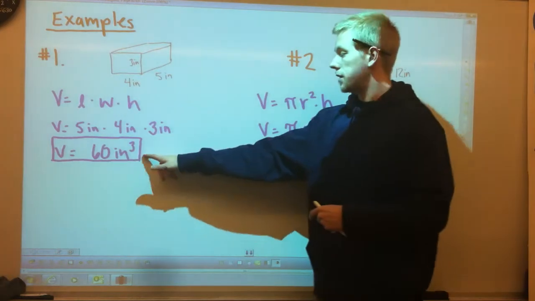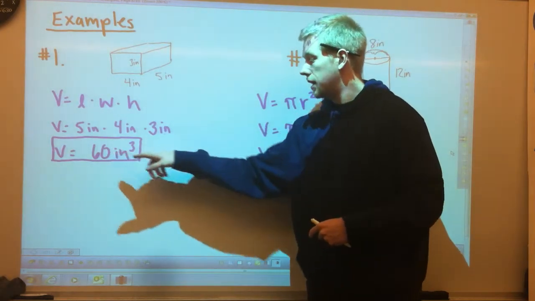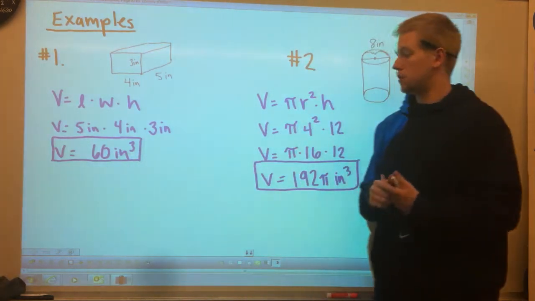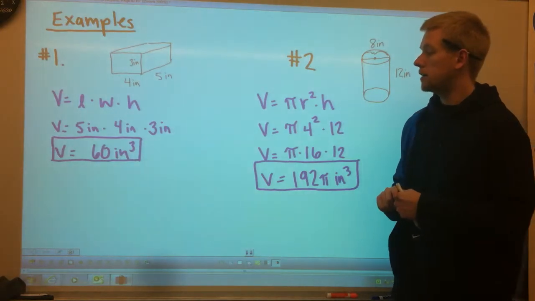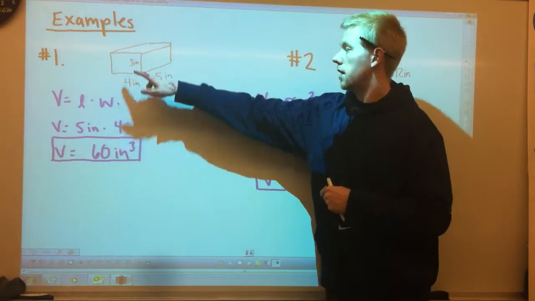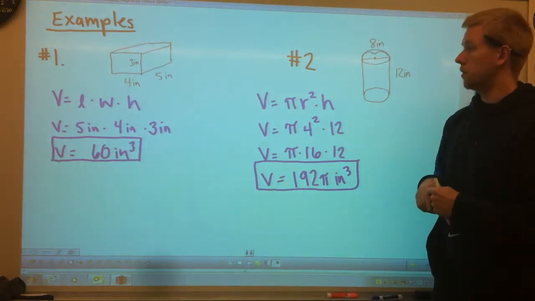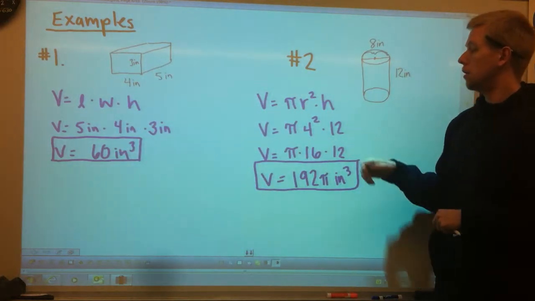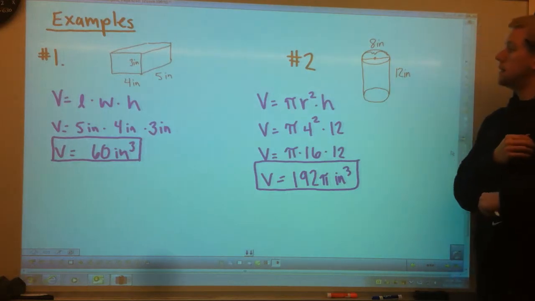So to read that answer, my volume will be equal to 60 cubic inches, because your inches are cubed. You got 60 cubic inches as the answer, given this length, width, and height of 5, 4, and 3. Very easy. Number 2, you have a cylinder here.